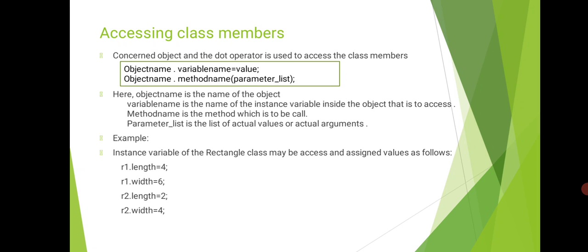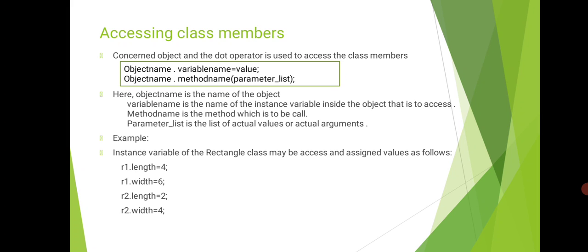Here we see one syntax, that is: object name, dot operator, and variable name is equal to value. This way we can assign a value to a variable which is present inside a class, that is nothing but an attribute or a data member of a class. So for that attribute or data member we are assigning a value through the object name and dot operator.